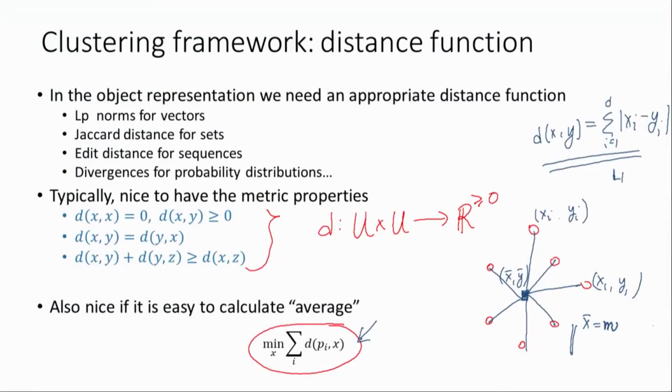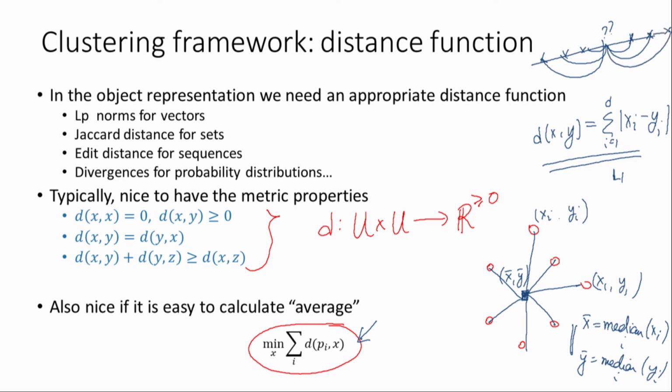What are the measures of centrality you know? Median. So in fact, here x bar would be the median of the xi's, and y bar would be the median of the yi's. This is not easy to prove. I'll give you a task. If the points are all in one dimension and you want to find the center point, meaning you minimize the sum of absolute distance from everybody, this would come out to be the median, not the mean. If we are doing the square, then it's the mean.